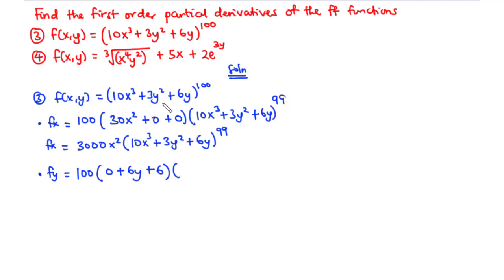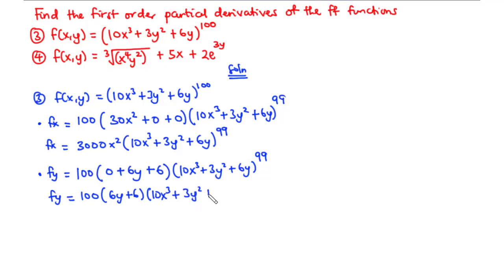We are going to repeat what we have, 10x cubed plus 3y squared plus 6y. We are going to reduce the exponent by 1. Finally, we have fy to be 100 times 6y plus 6, and then times 10x cubed plus 3y squared plus 6y, all exponent 99. Now let's move on to example 4.